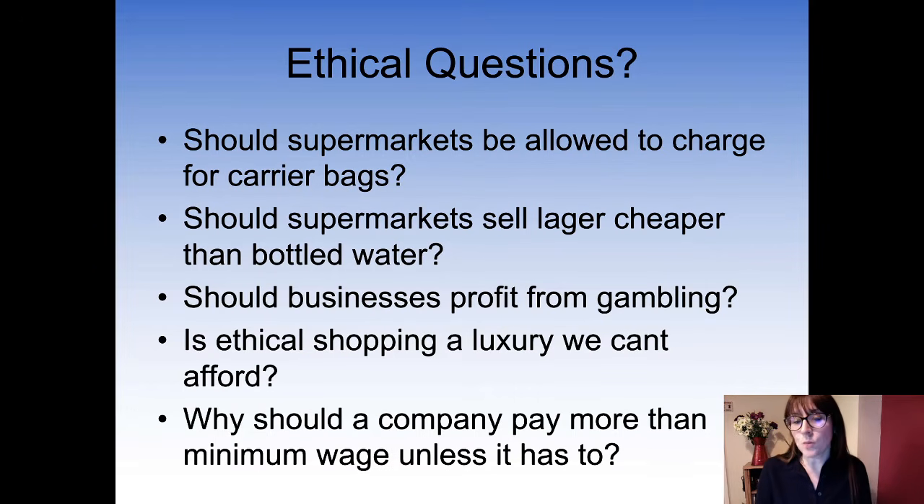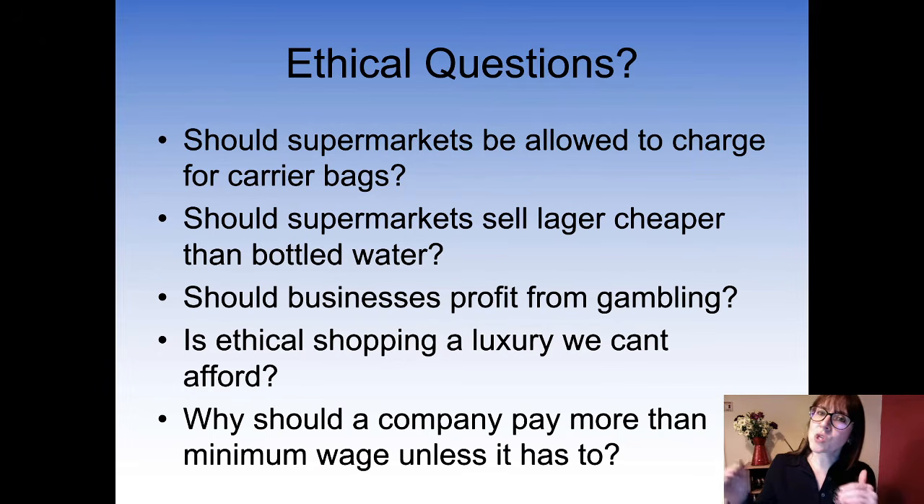The one we are usually drawn towards is certainly the last question, because a lot of you will have employment and you will be on minimum wage if you're lucky, maybe just below, especially if you're only 16 and there are different kinds of laws around that. But why should a company pay you more? Why should a company pay more than minimum wage if they don't have to?